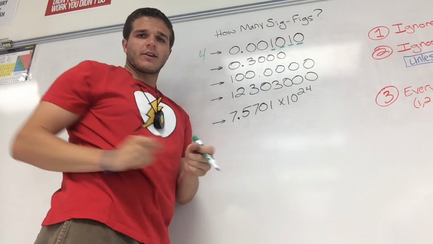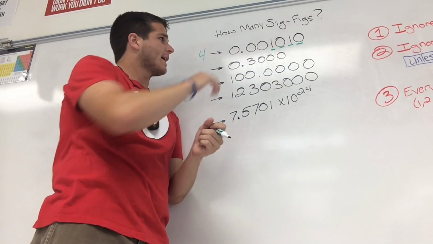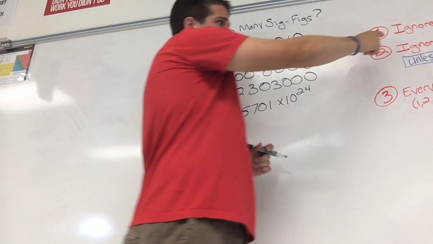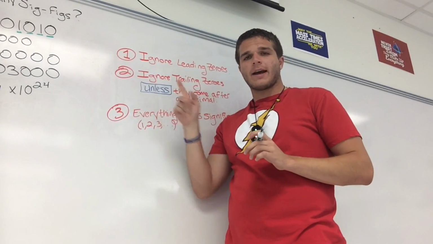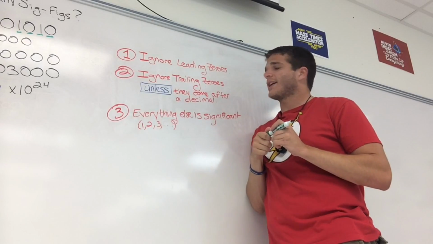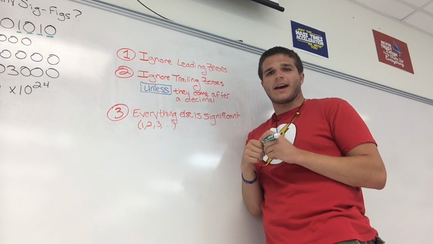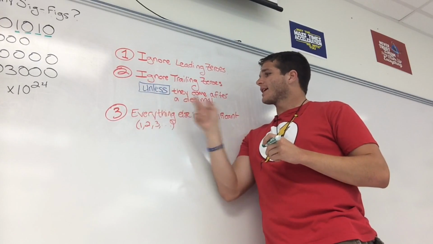The other 3 aren't considered to be significant. All right? And that's because they're leading. And according to our rules, we ignore the leading 0. All right? The second rule says to ignore trailing zeros. So that means zeros after the fact. All right? Unless they come after a decimal.